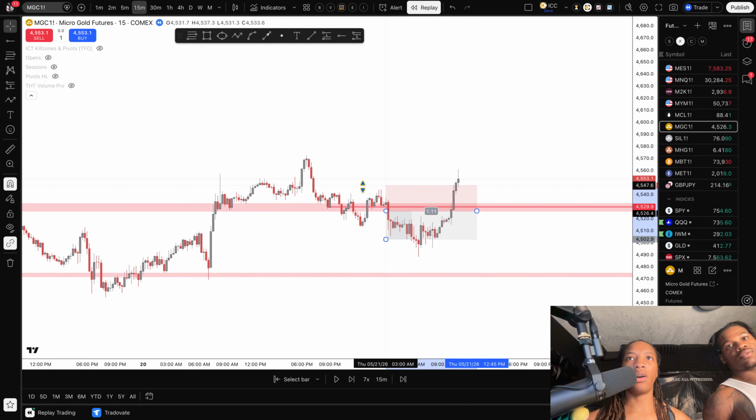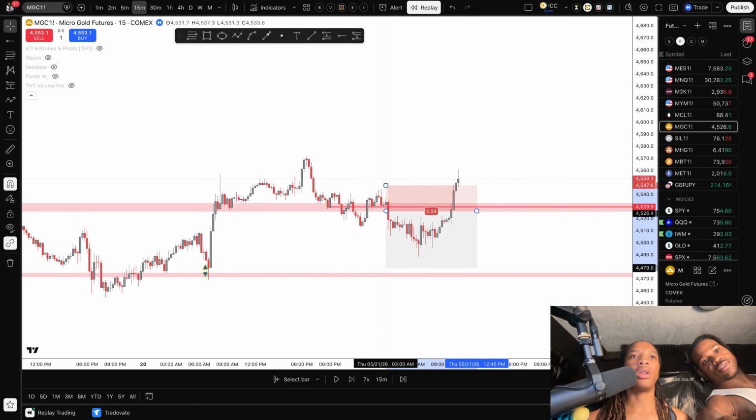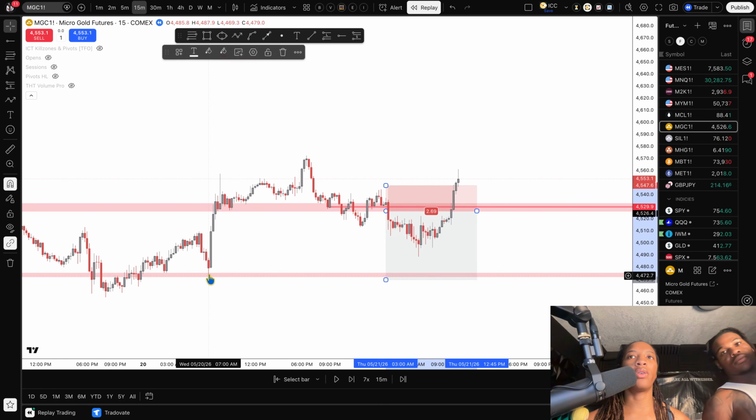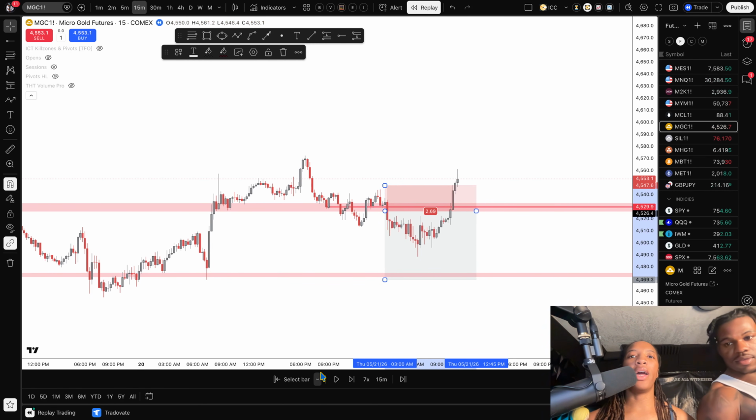Targeting this one right here. Yep. For a 2-to-1 trade, like a 2.5 to 1. Yeah. But as you can see, price had other ideas. Which happens.